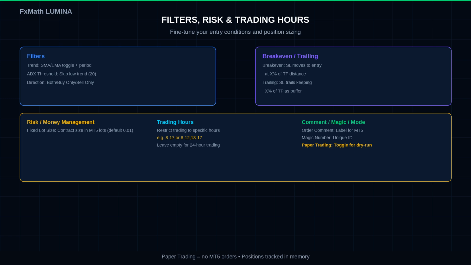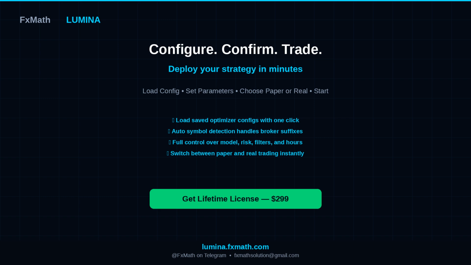For risk management, set your fixed lot size, the contract size, and MT5 lots defaulting to 0.01. Trading hours lets you restrict trading to specific windows like 8 to 17 or 8 to 12, 13 to 17. Leave empty for 24-hour trading.